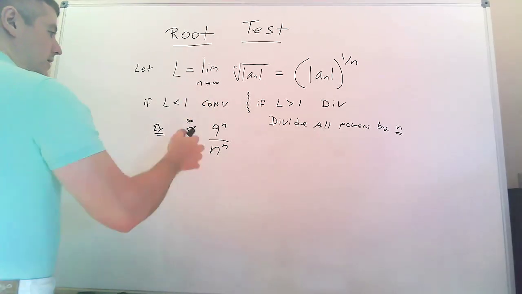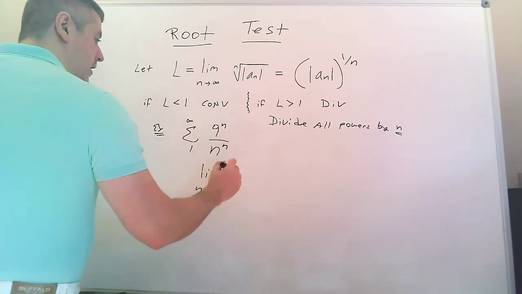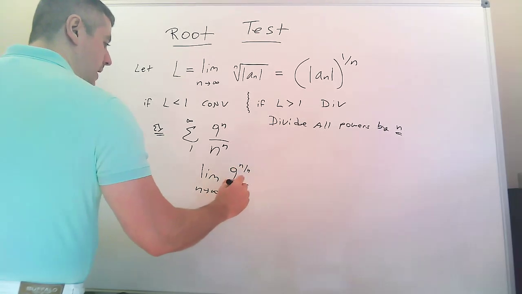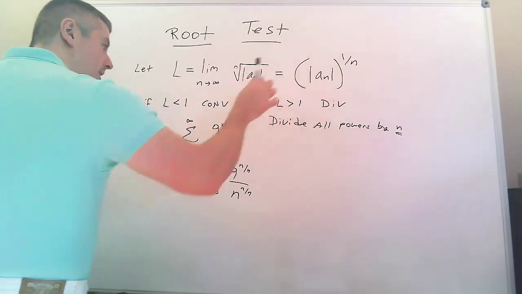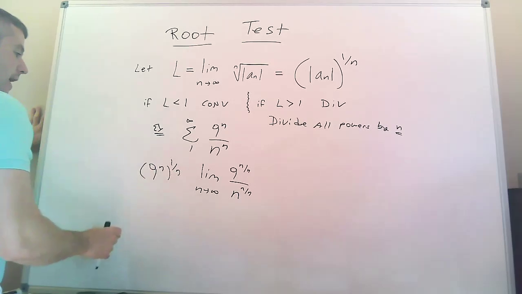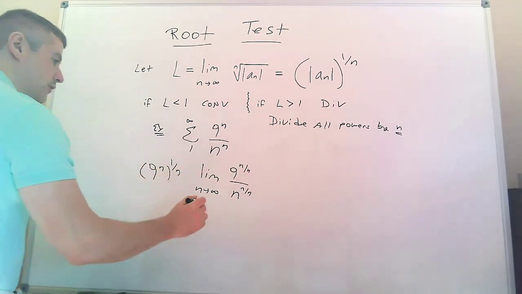So watch how simple this is. You're going to take the limit as n goes to infinity. You're going to just divide, right? You're taking the nth root. What does that mean? It means that you divide everything by 1 over n. If you do 9 to the n to the 1 over n, power to a power means you multiply them. If you multiply these together, the n's cross out.